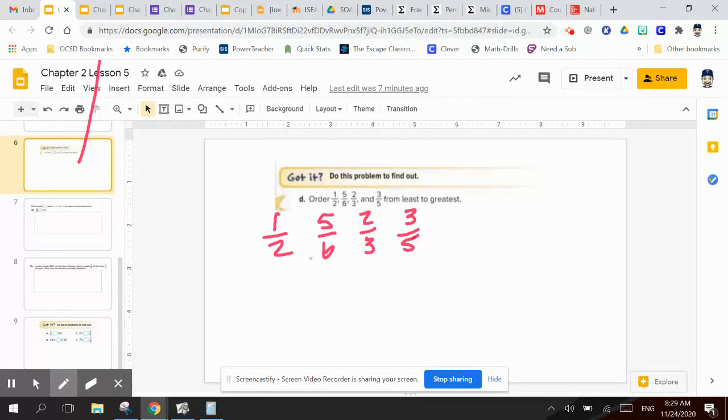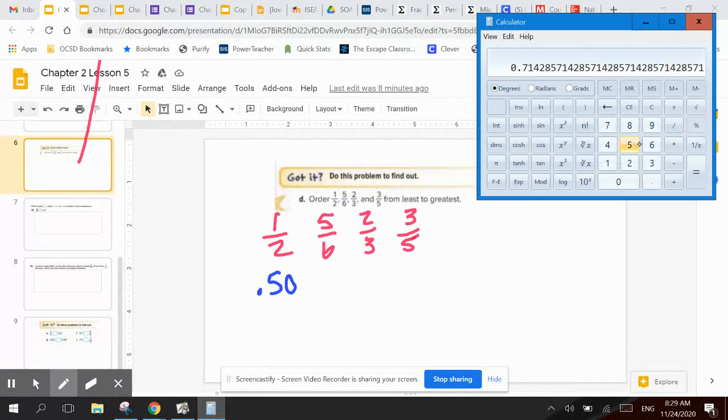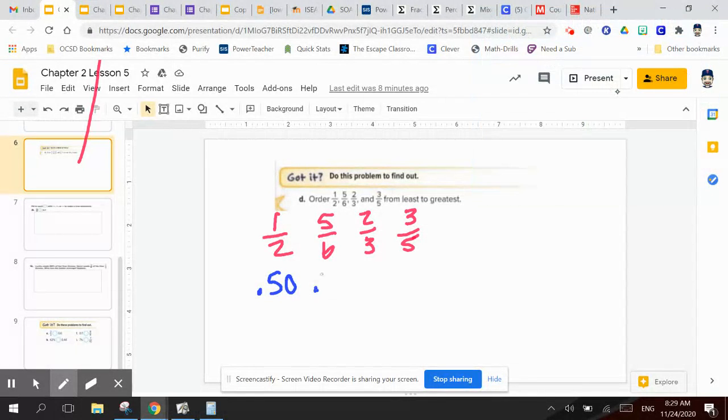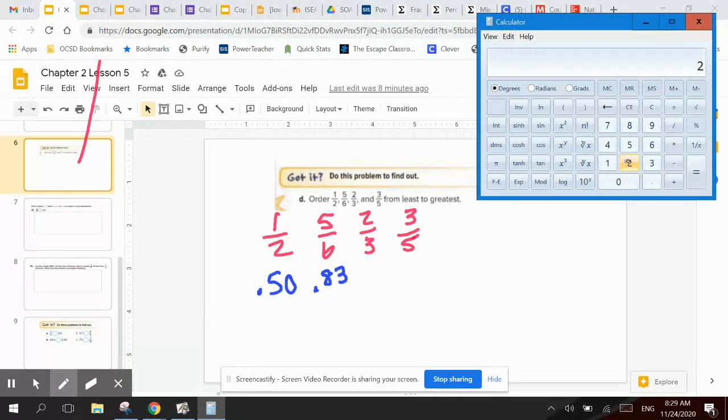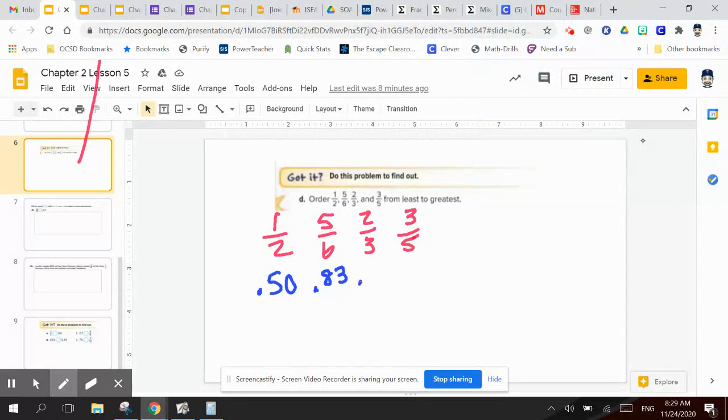So I'm going to change each of these to a decimal. As I change them to a decimal, the last one I had was 50%, or 1/2, which is 0.50. 5/6 is a little bit different, so I'm going to take my calculator and go 5 divided by 6, and that's 0.8333 repeating. So I'm just going to write down the first two numbers, which is 83. 2/3, 2 divided by 3 is 0.6666 repeating. So I'm just going to take the first two numbers, which is 66.